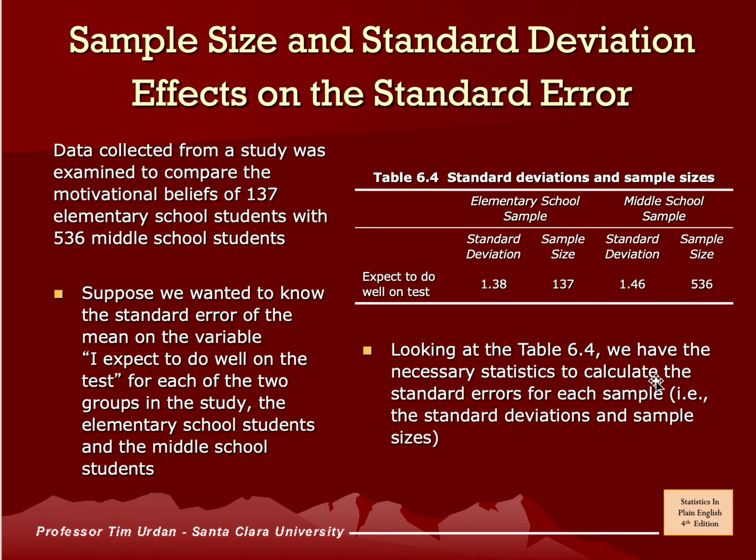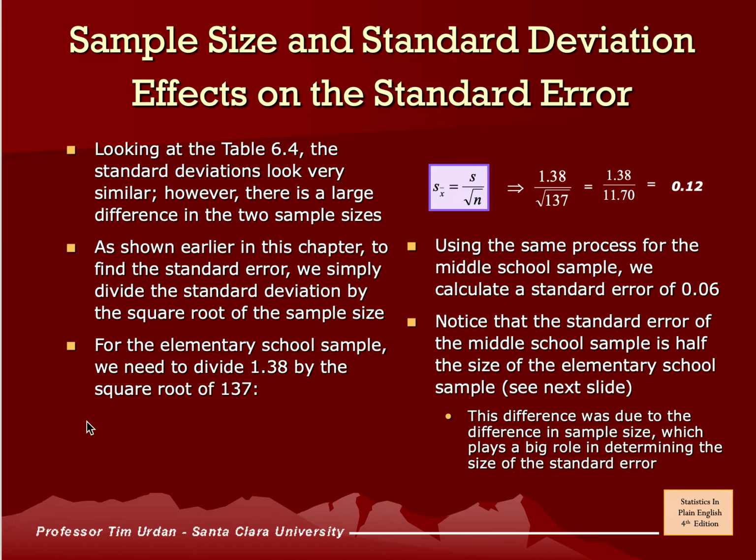So let's look at another example. I have data collected from a study that is examining and comparing the beliefs of 137 elementary students with 536 middle school students. So I've got two different populations happening here. Let's just say I want to know the standard error. Remember, standard error has to do with repeated work where we're checking our work. So if I look in table 6.4, I've got the things that I need: the standard deviation for the elementary and the middle school sample, and the sample size for both. I'm going to need that in order to do my calculations.